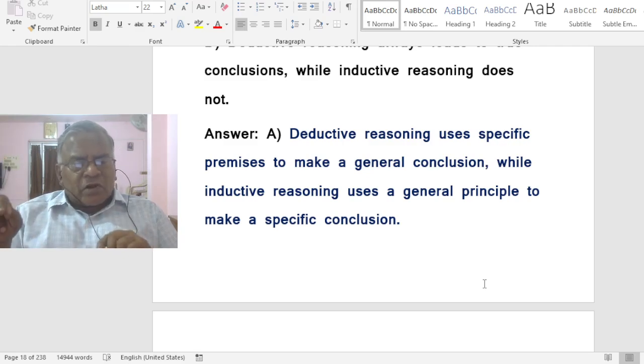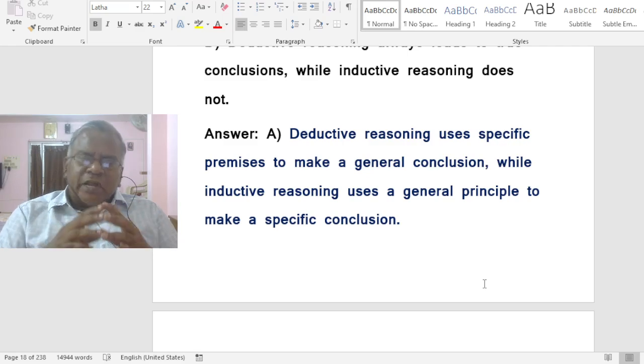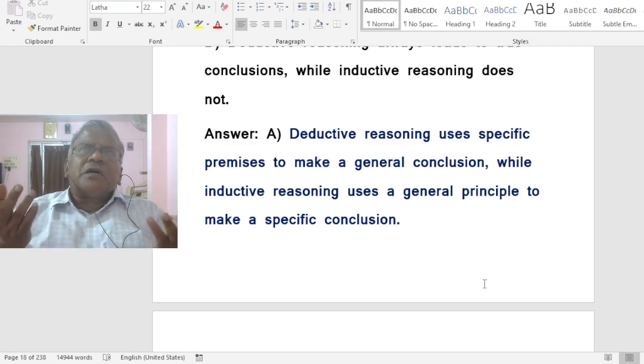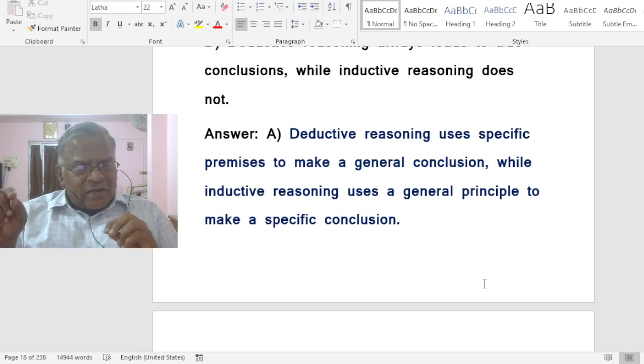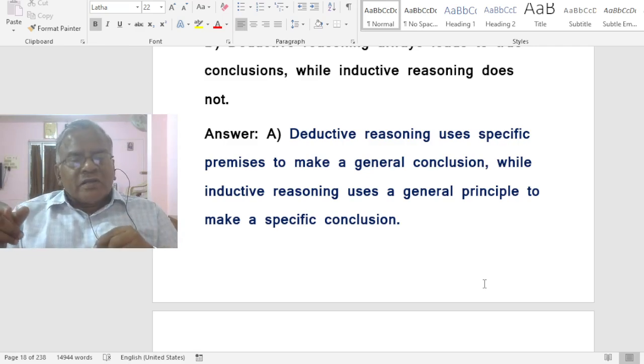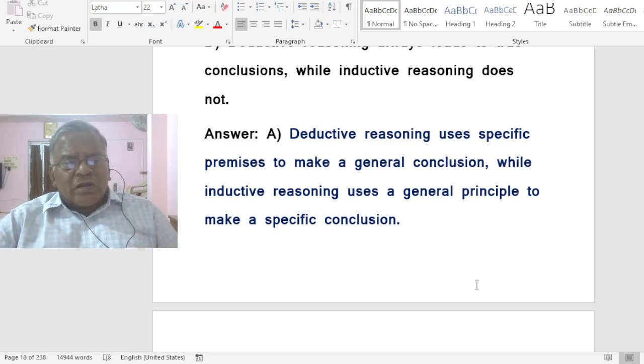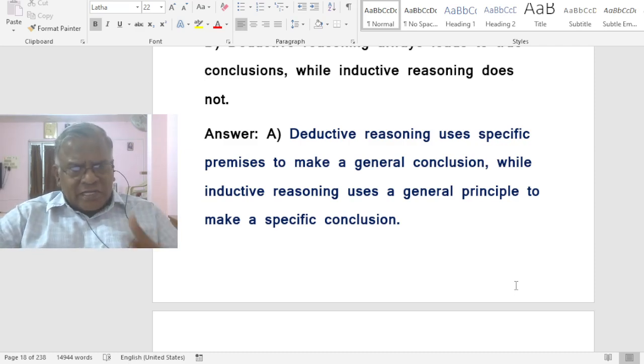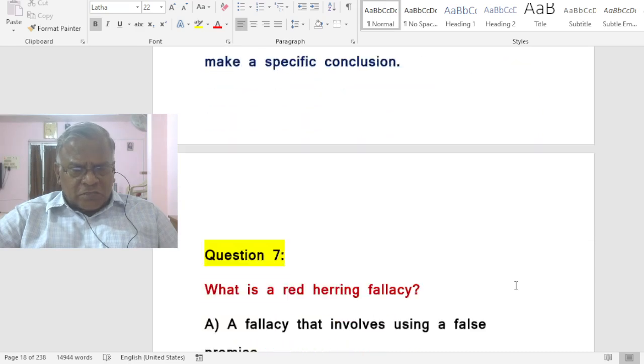That is specific conclusion. From the general principle, namely 90% of the observed swans are white. That's the general principle. So just because it is 90%, the next swan should be white. So that way you come to a specific conclusion. This is called inductive reasoning. Already we have seen that. Use those examples to understand these concepts.